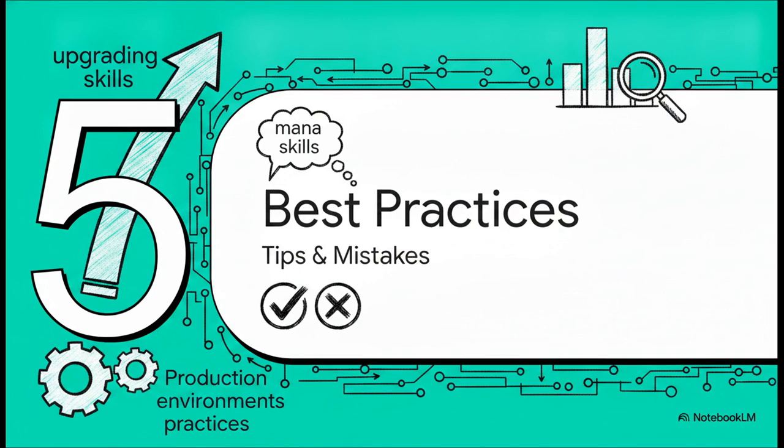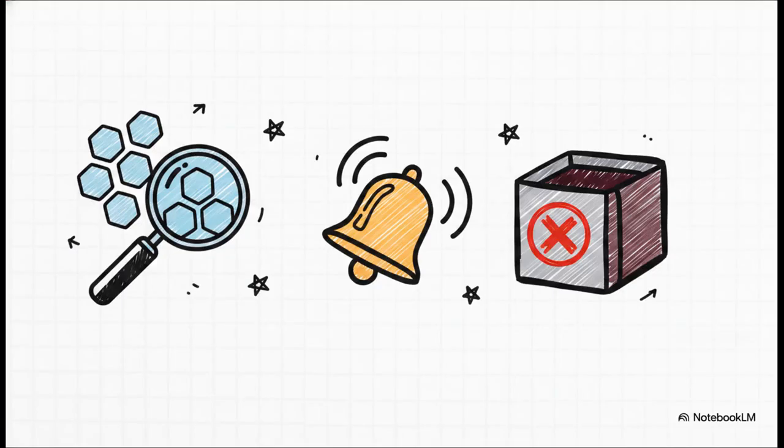Let's jump to Section 5, best practices and mistakes. We're going to upgrade our skills with some professional best practices for production environments. Following these pro tips will make debugging so much easier for you. First, use structured logging, meaning log your data in JSON format. Next, clearly set your log levels to categorize things as debug, info, or error. Always add contextual info like request IDs.